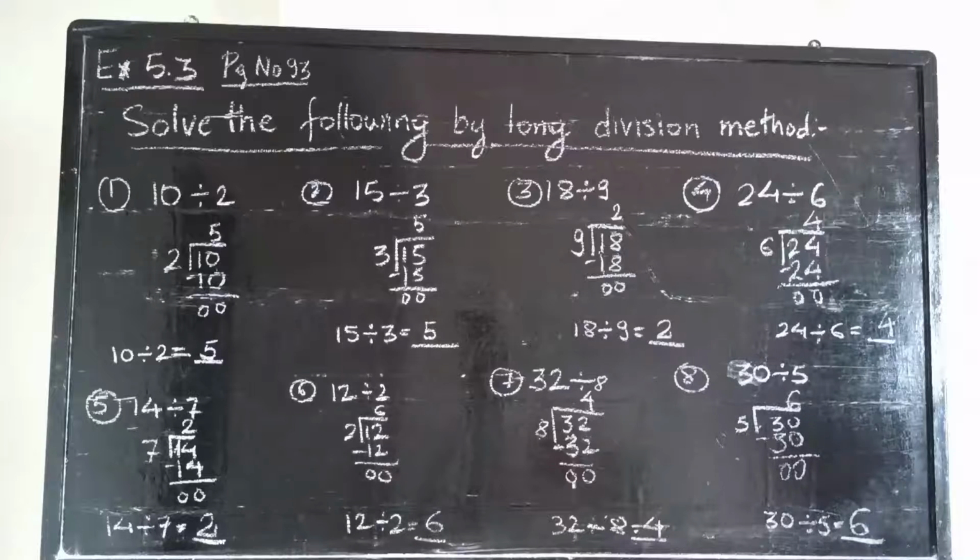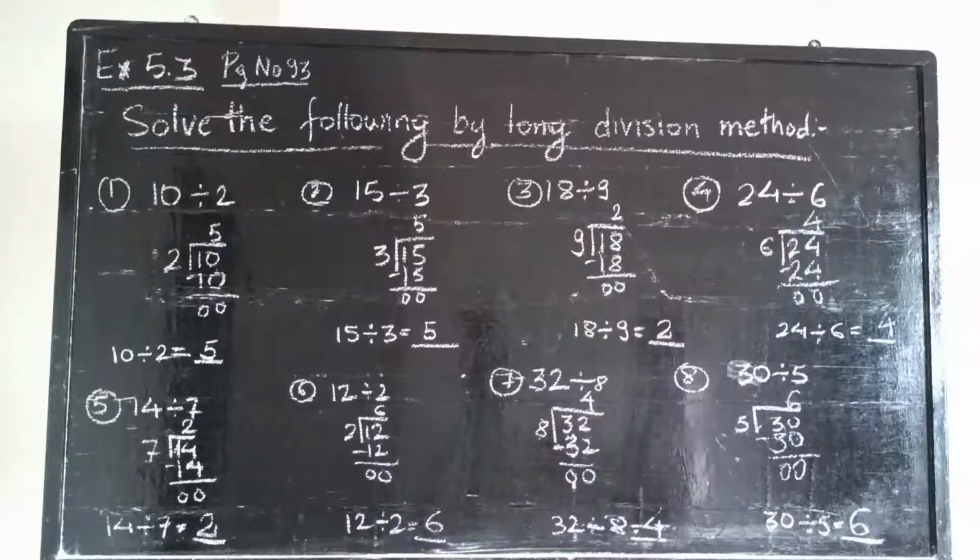6 is the quotient. Now I hope you understood how to solve division using the long division method.